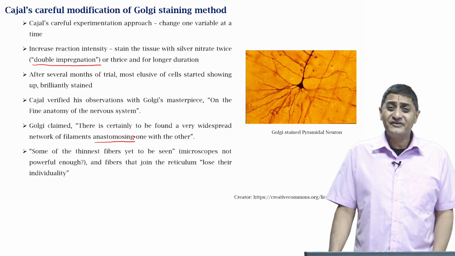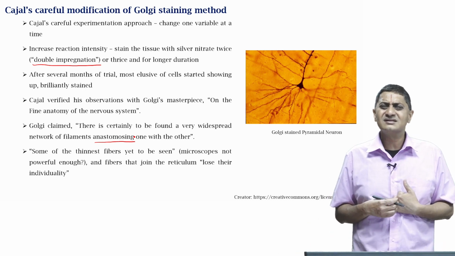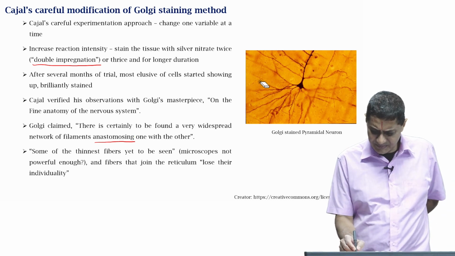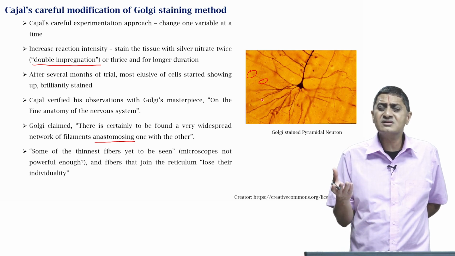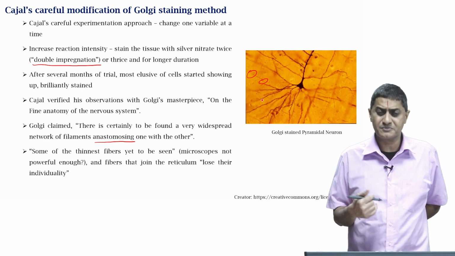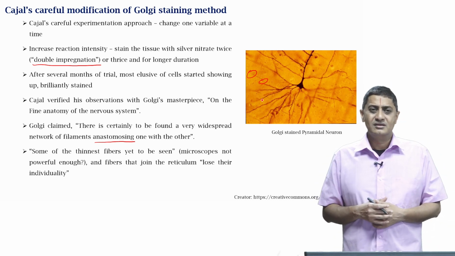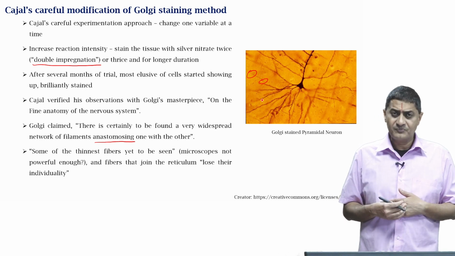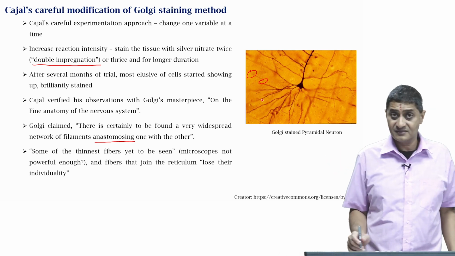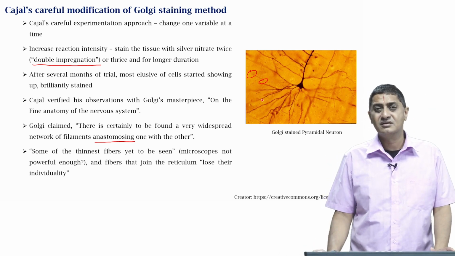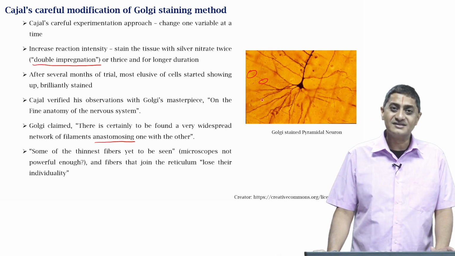But he said further, some of the finest filaments are yet to be seen. That is, these filaments, for example, those that are disappearing here, are not seen maybe because we really don't have the magnification. Once we have the magnification, we can see those anastomoses. And fibers that join the reticulum, once they join the reticulum, they lose any sense of individuality. These are the claims that Golgi made. Suffice to say that Cajal was thoroughly disappointed with these kind of theories.